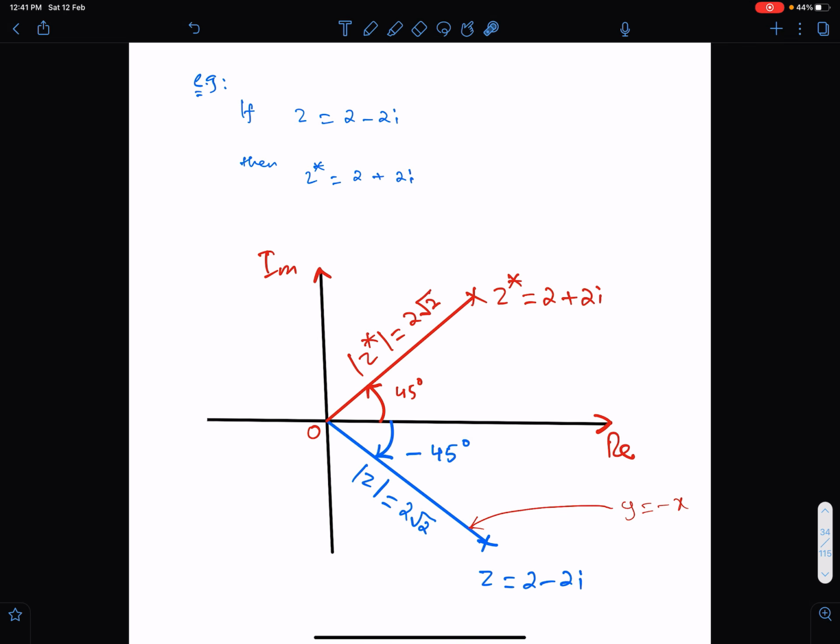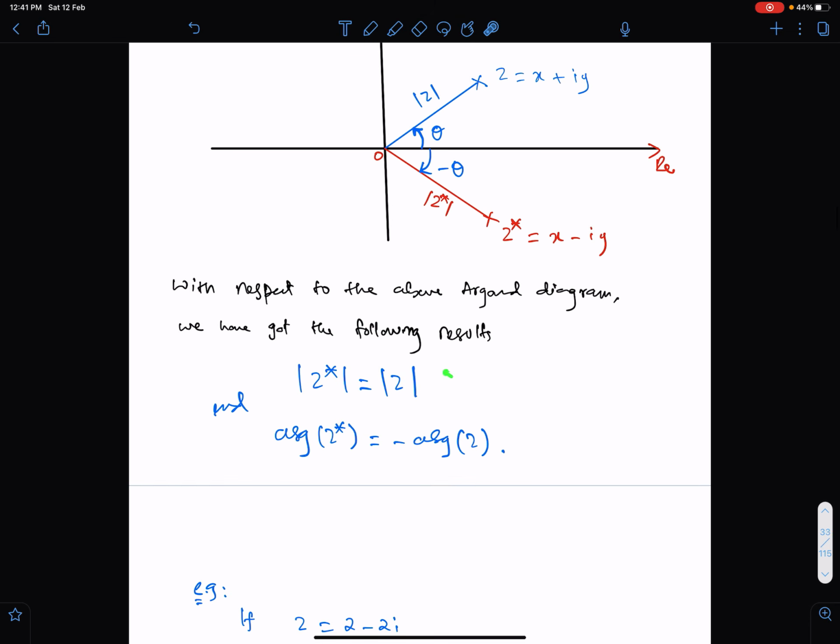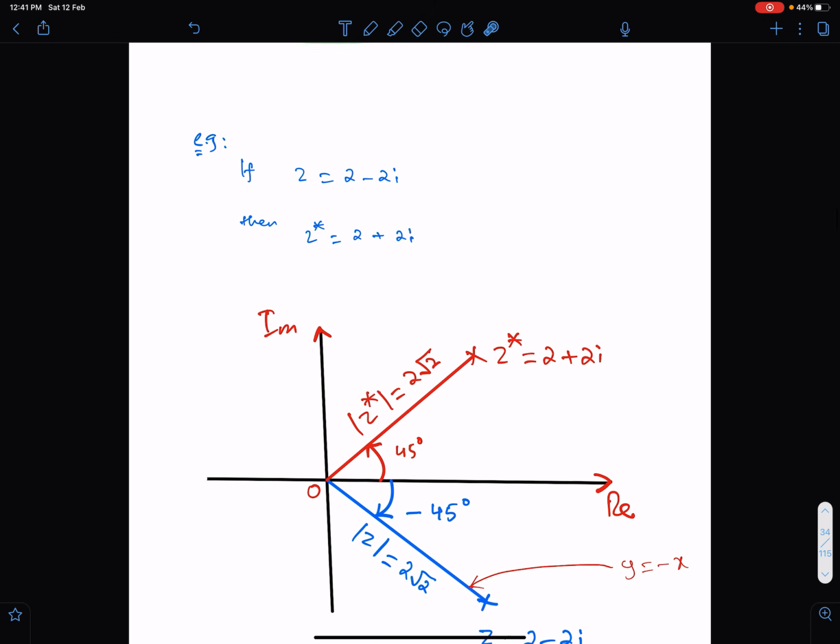So this angle must be negative 45, and the modulus of this complex number is 2 root 2. Now the modulus of Z star must be 2 root 2, and the argument of Z star must be 45 only, according to these two results and according to this sketch.